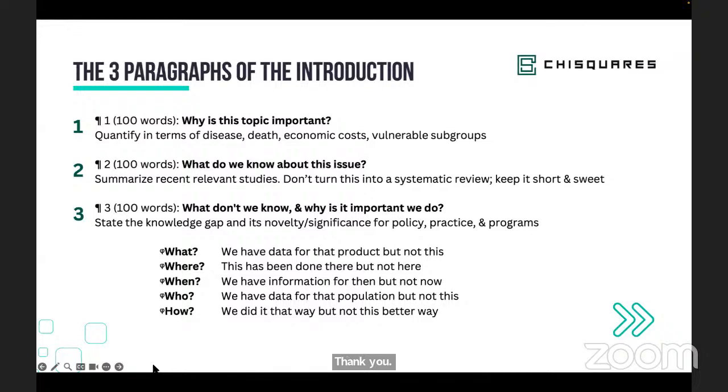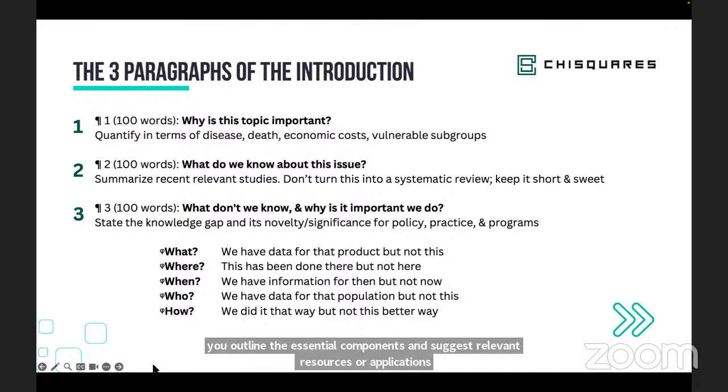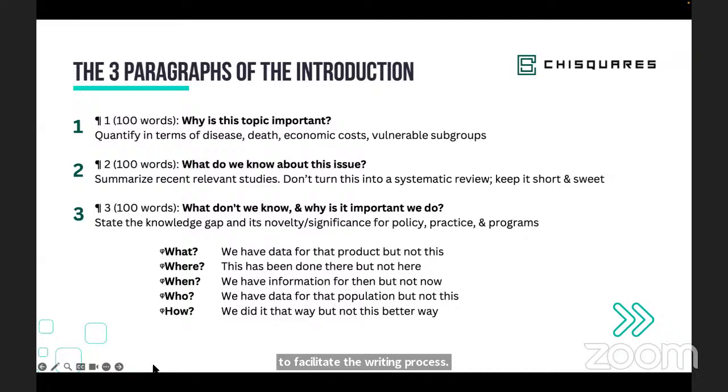Good evening, Prof. I'm seeking assistance in crafting an abstract for a research paper. Could you outline the essential components and suggest relevant resources or applications to facilitate the writing process? I haven't written any research yet, but this will be my first trial.